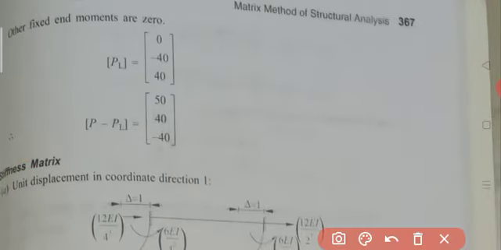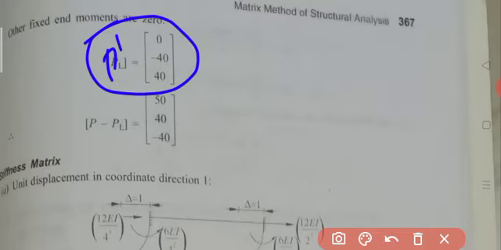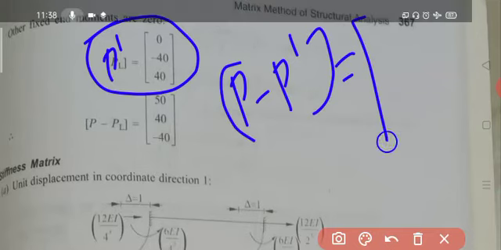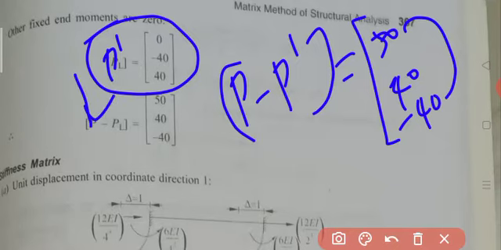The moment due to restraining structures, that is P dash value. Okay, so P dash value. Then what is the net moment? The final moment and moment due to restrained structure is equal to 50, 40, then minus 40. So this is the end moment, the moment force developed in a restraint structure.